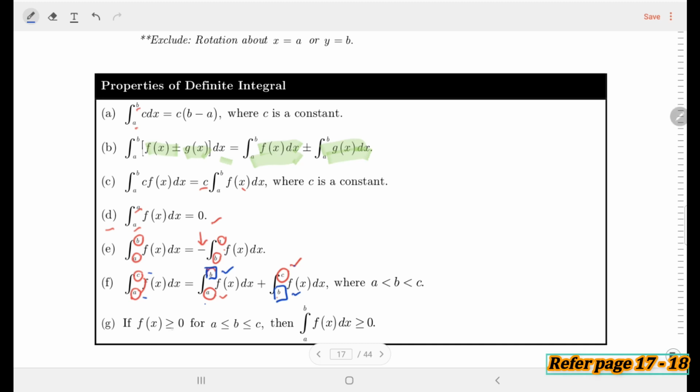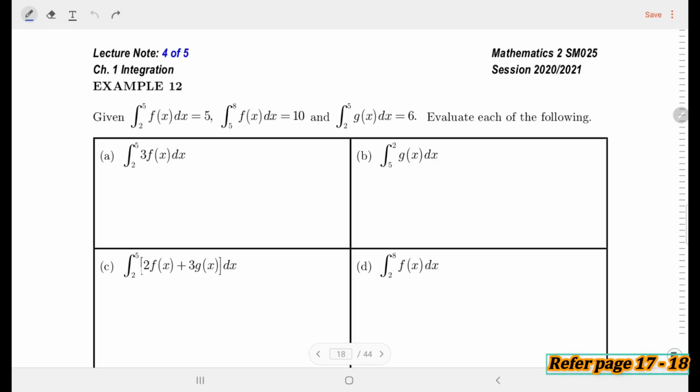And then the last one, G. If the function f(x) is greater than or equal to 0, where b is greater than a and c is greater than b, then the integral from a to b of that function must also be greater than or equal to 0. Now example 12. Given the integral from 2 to 5 of f(x) is 5, the integral from 5 to 8 of f(x) is 10, and the integral from 2 to 5 of g(x) is 6. Evaluate each of the following.